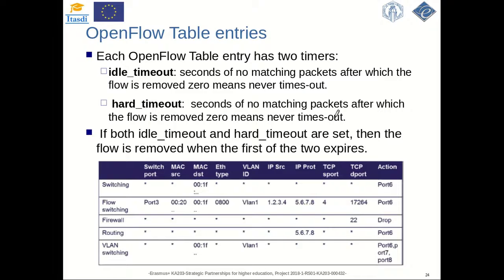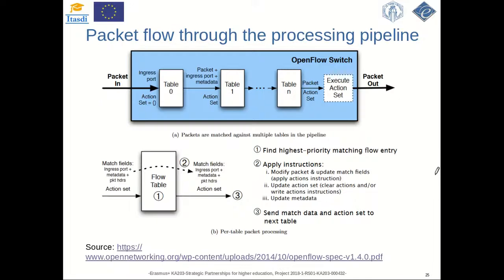Each OpenFlow table entry has two timers: idle timeout and hard timeout, which contain the seconds of no matching packets after which the flow is removed, and 0 means it never times out, or the entry will stay. Here we have an example for one table with information about firewalls, flow switches, routers, VLAN switches, etc. and the common action that should be done.